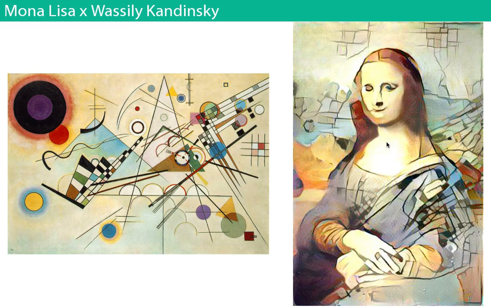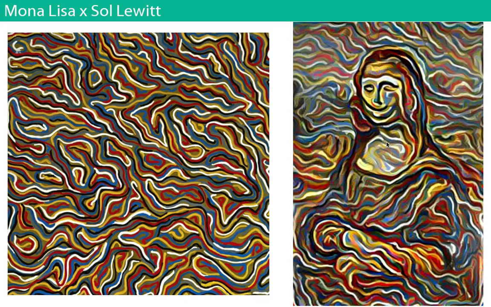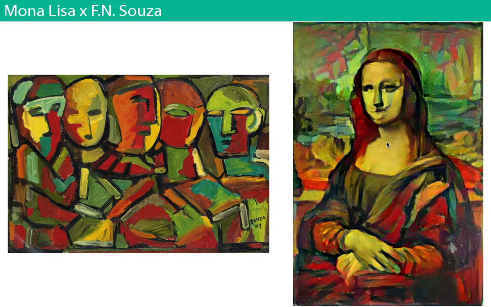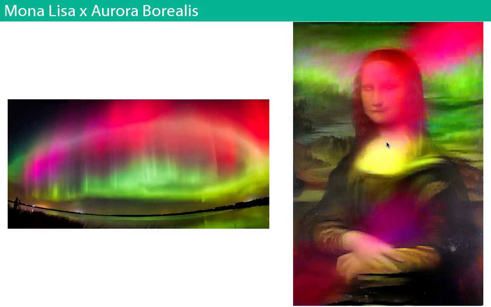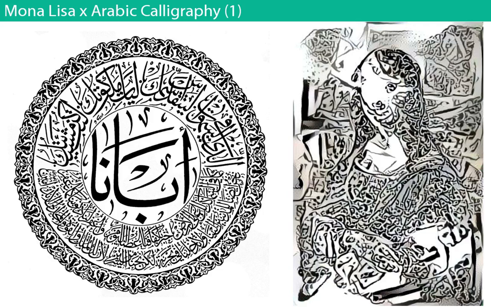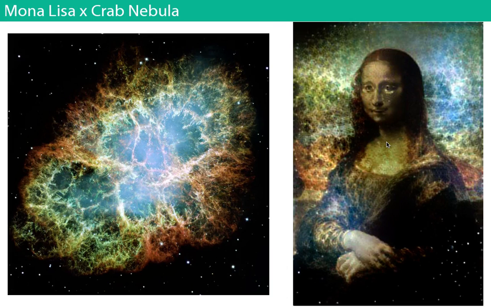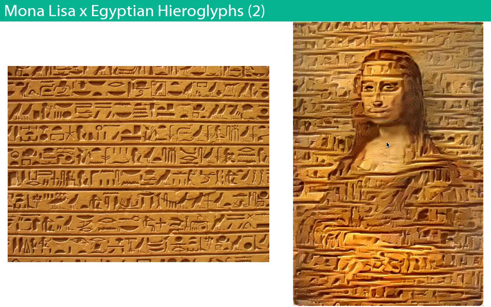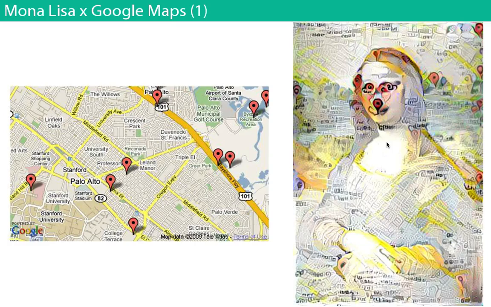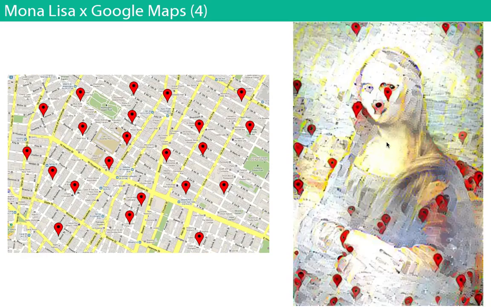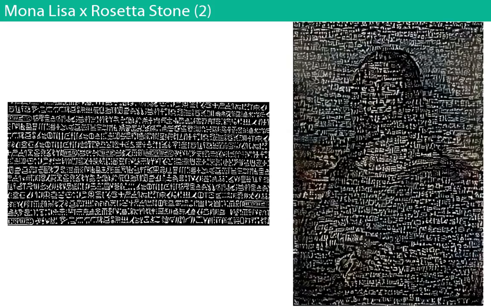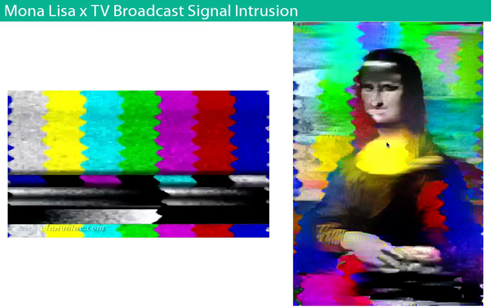It's really unintuitive for me because it feels like style exists on many different scales in many different ways, so it's really difficult to understand why this works so well. I started using things besides paintings, like Aurora Borealis, Arabic calligraphy was a nice one, the Crab Nebula, Egyptian hieroglyphs, Google Maps, QR codes, the Rosetta Stone. It just works all the time. Ryoji Ikeda, TV signal noise.